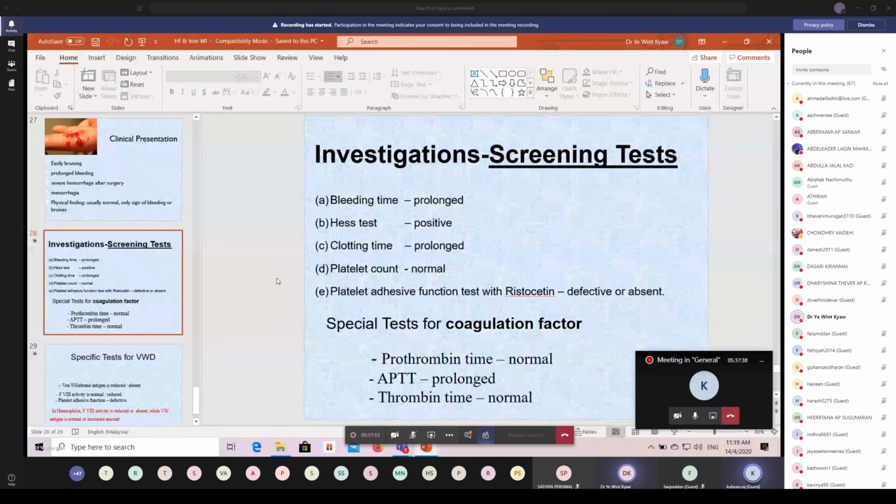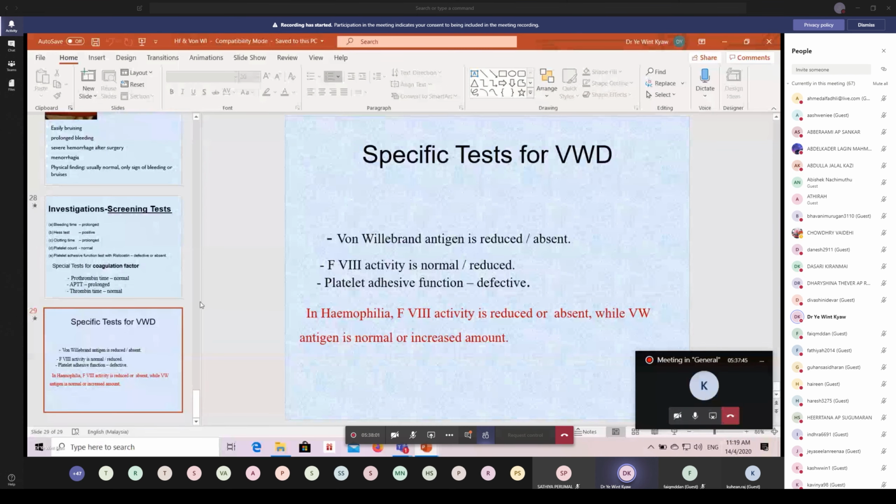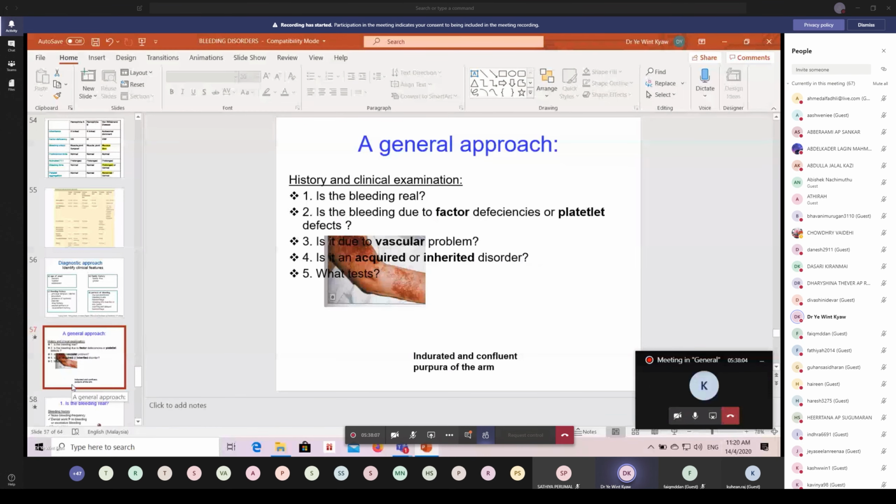Here also, the type is reduced platelet adhesion defects. So I will teach you now how to approach a patient in clinic. Firstly, you need to know what the bleeding is. Is the bleeding real or not? You need to trace another one.